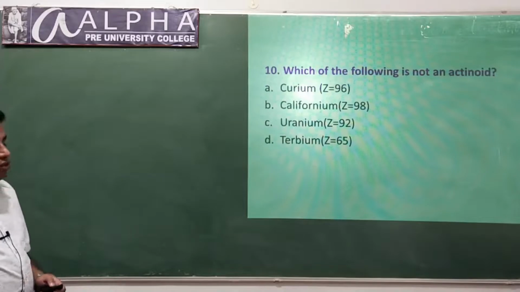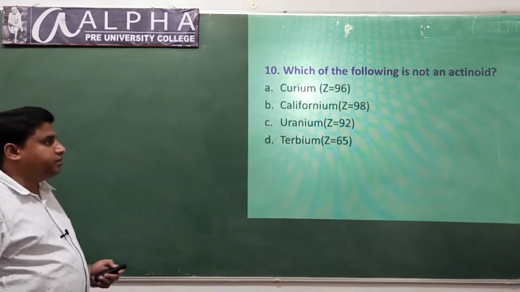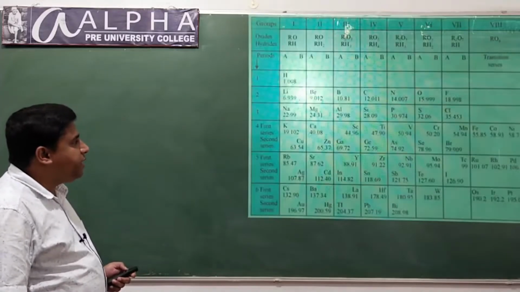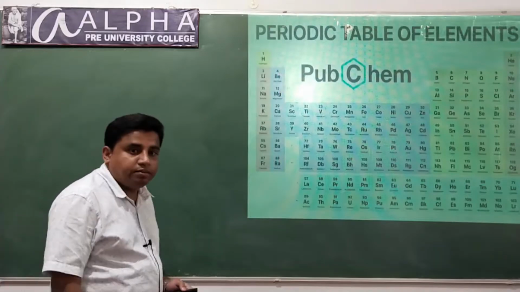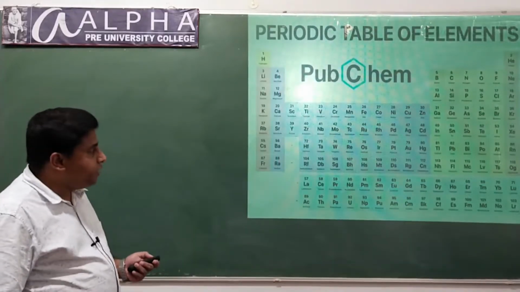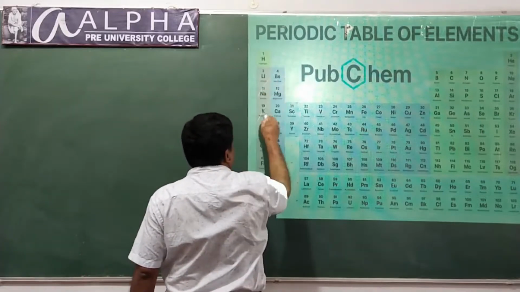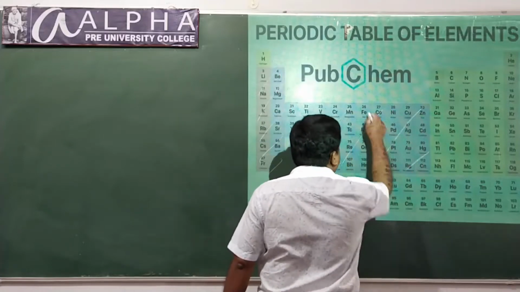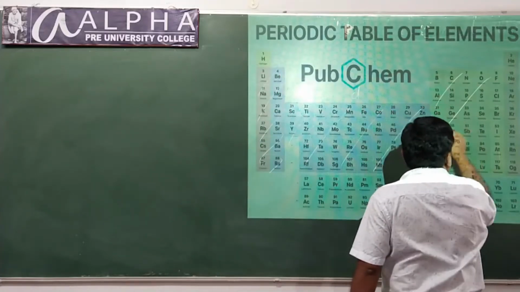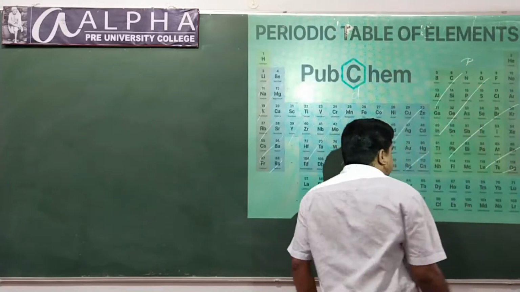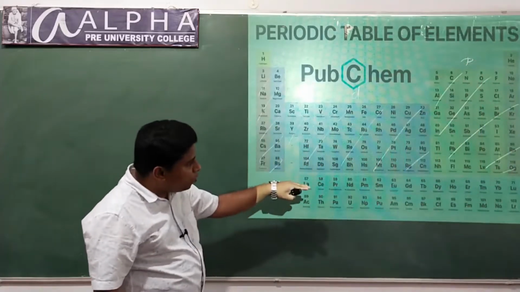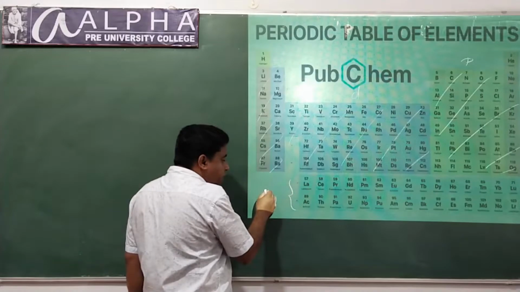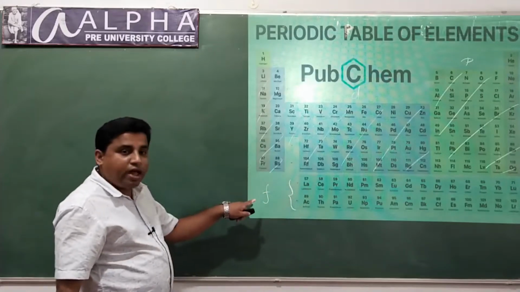Which of the following is not an actinoid? Students, let us go back to the periodic table. We know these two groups of elements are called what? S block. These groups of elements are called what? D block. And this is what? P block. So we have a set of two series of elements which are placed at the bottom of the periodic table. What are these called? These are called F block elements. And in F block we have two series.